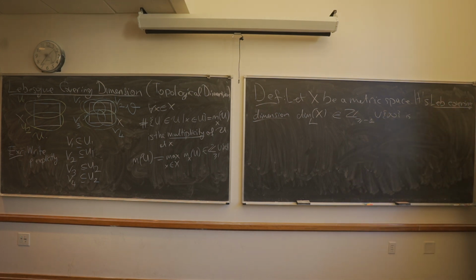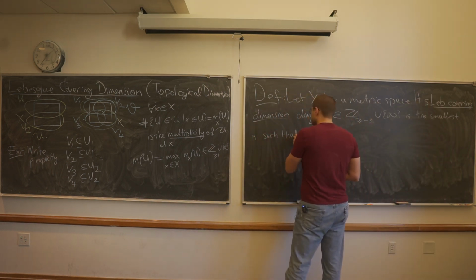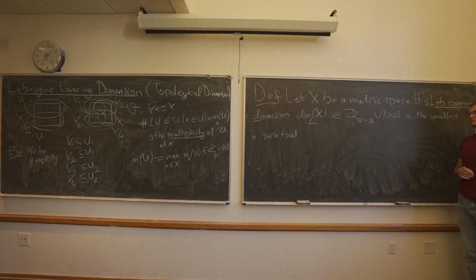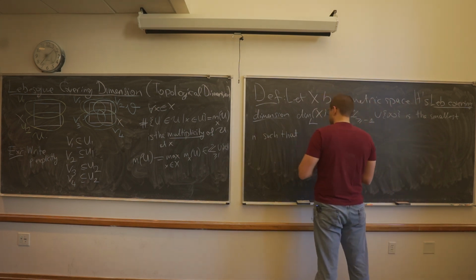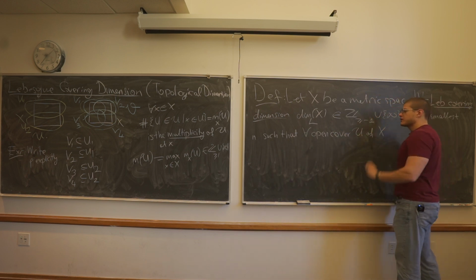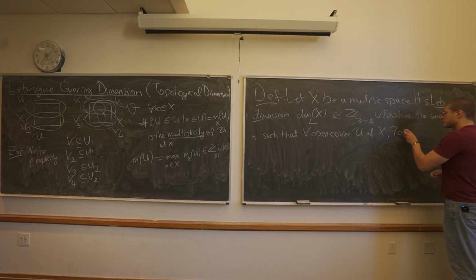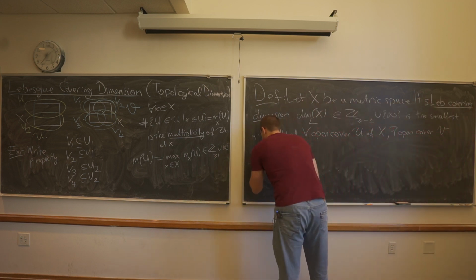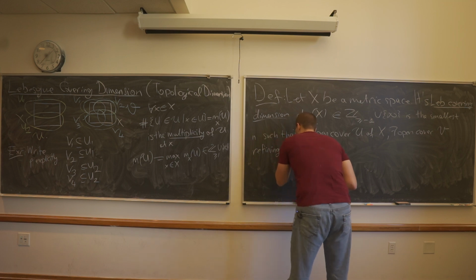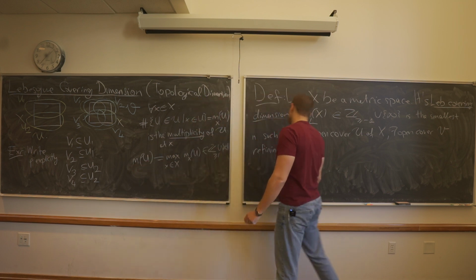It is the least n such that for any open cover U of X, there's a refinement of U. So there's an open cover V refining U such that M of V equals n plus 1.